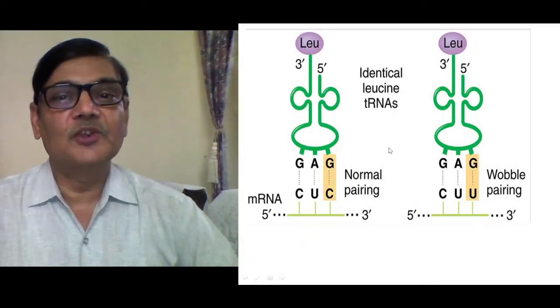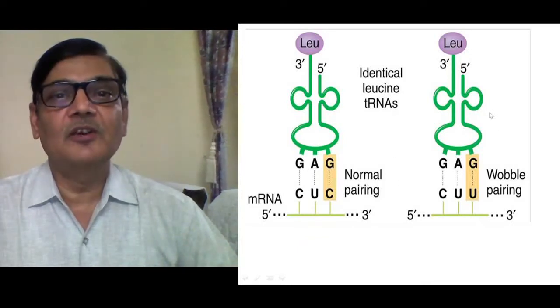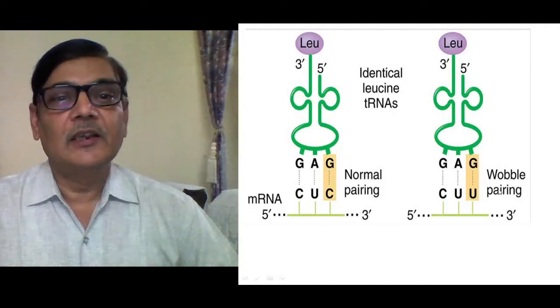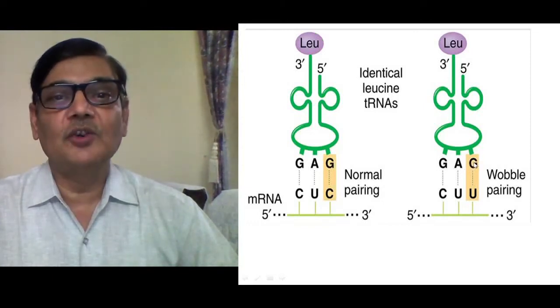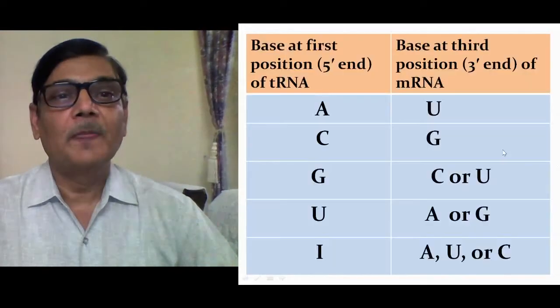But because of this wobble pairing, what is shown here is that the G, the first letter of the anticodon, instead of pairing with C, is pairing with U. U is another pyrimidine base. So this kind of flexible pairing could be there. If it is C over here, it will definitely be pairing with that. But even if it is U, that is uracil, then the pairing will take place over here. So this is wobble pairing.